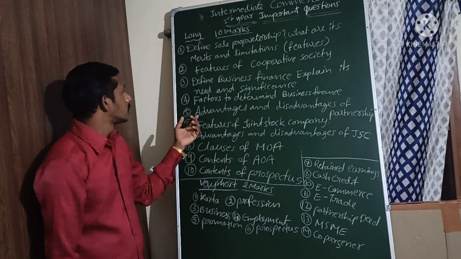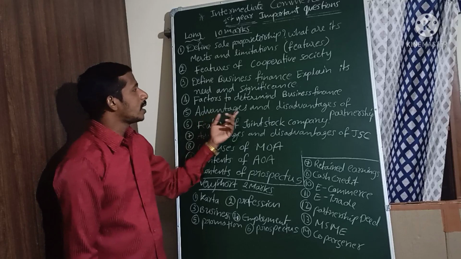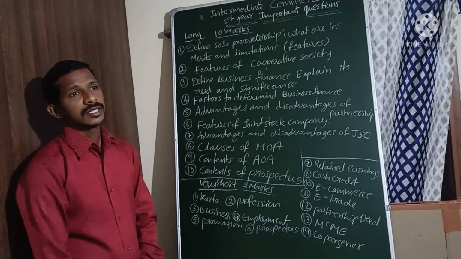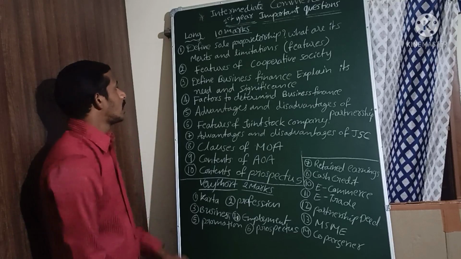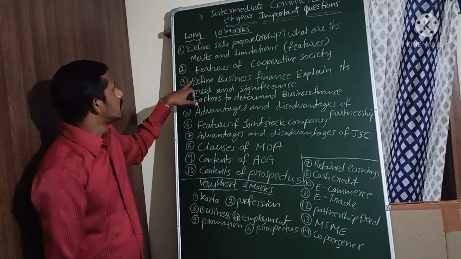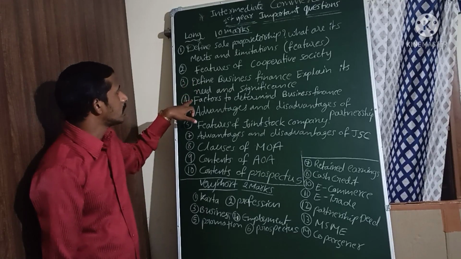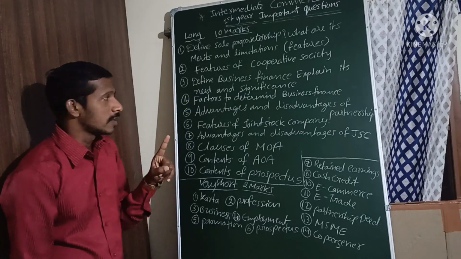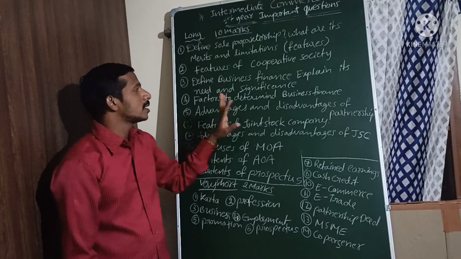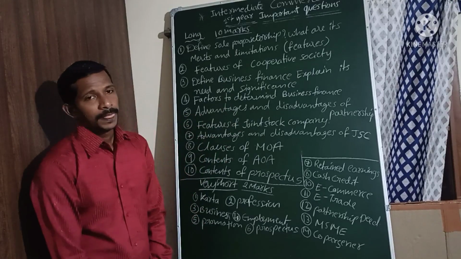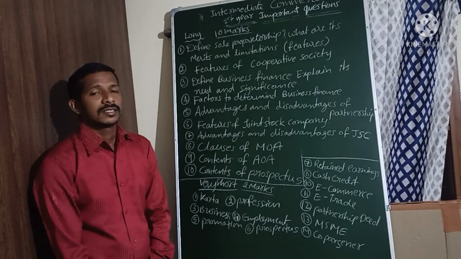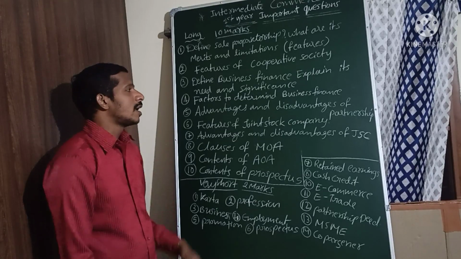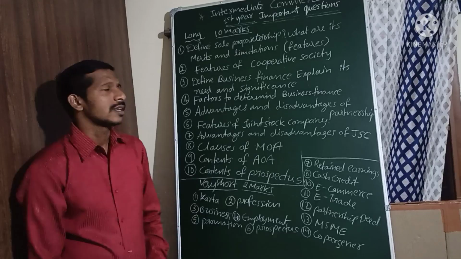And here, the fifth question: advantages and disadvantages of partnership. In the third and fourth questions, for business finance, you will get only one long answer question. And the fifth one is advantages and disadvantages of partnership. Advantages, merits and uses are all the same, and disadvantages and limitations are the same.